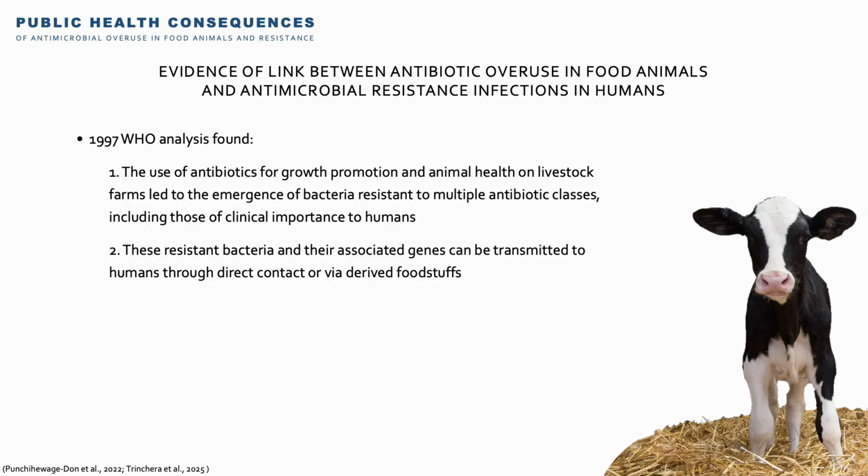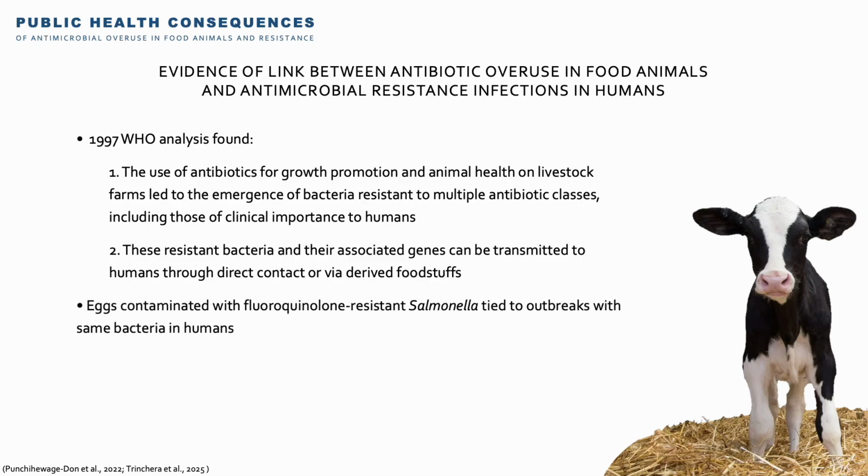More recently, there's been many specific examples strengthening the evidence of the link between the development of antibiotic-resistant bacteria in food animals and human health. For example, the rise of fluoroquinolone resistance observed in animal salmonella isolates has been associated with a subsequent increase in human infections through the contamination of eggs. There's also been a strong correlation demonstrated between the use of fluoroquinolones in food-producing animals and the emergence of resistance to ciprofloxacin in both animals and humans.